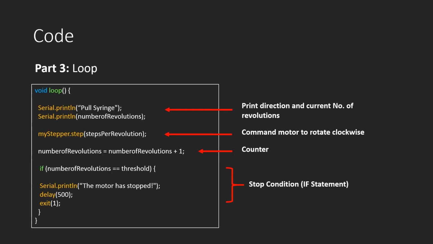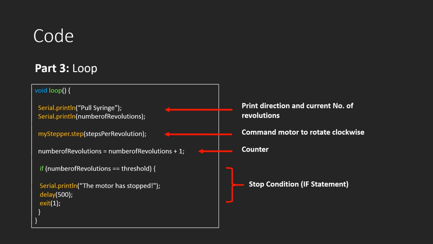The third and final part of the code is the loop function. In here, we want to command the actuator to rotate a number of times. We also want to monitor the number of revolutions and tell it when to stop. So, the first line of code prints the message "pull syringe," because that's the motion that corresponds to a clockwise rotation in my setup. We also print the revolution counts.